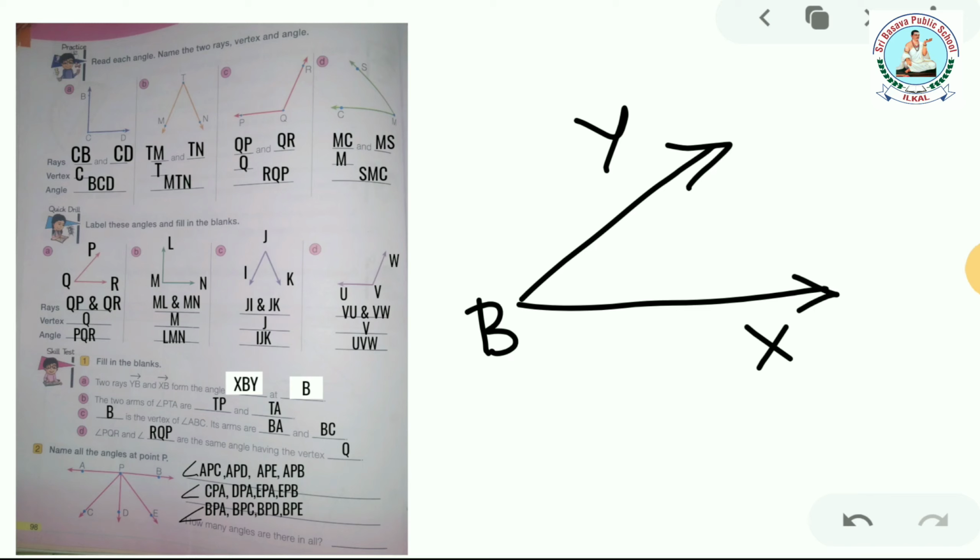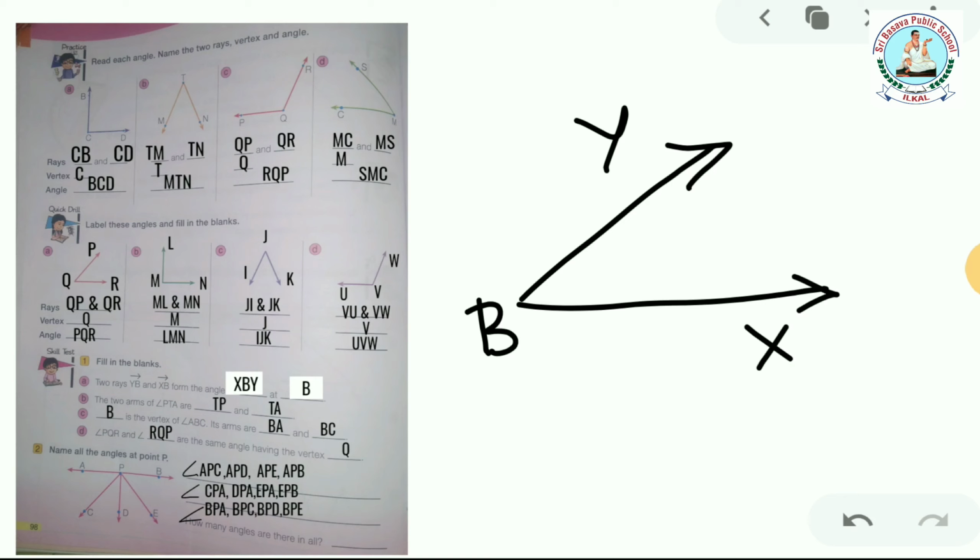So which angle is formed here? When you construct the angle like this by using the hint which is given here, it is XBY or else YBX. So angle XBY is formed, and at which point is this angle formed? At the point B this angle is formed. So that's why B is the vertex here. Let's move on to the next question.